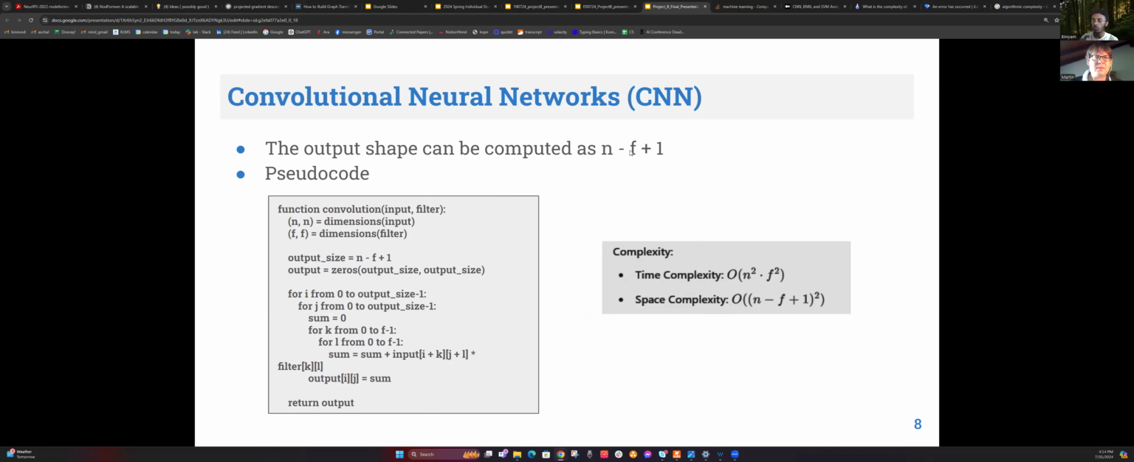And for each point computed, we have this f by f size filter or kernel sliding across the image. So for each output pixel, there's going to be f squared computation. And since we have n minus f by n minus f, and the larger term is going to be n squared, the time complexity can be stated as O of n squared by f squared. And from this simple pseudocode, you can also find the space complexity in computing.